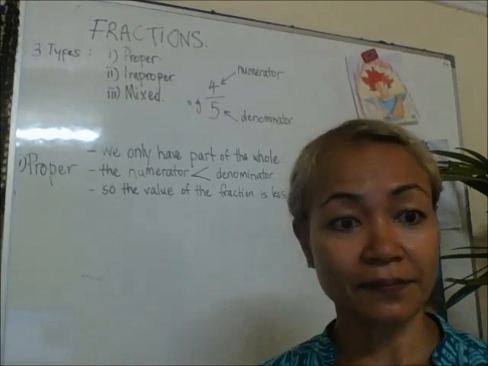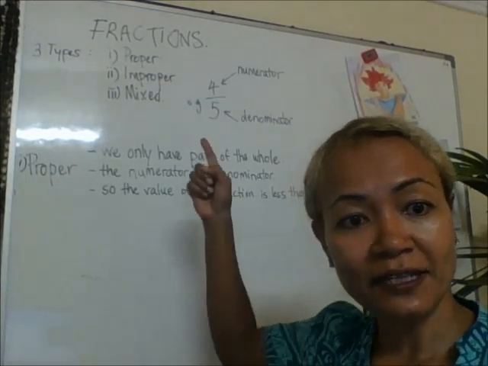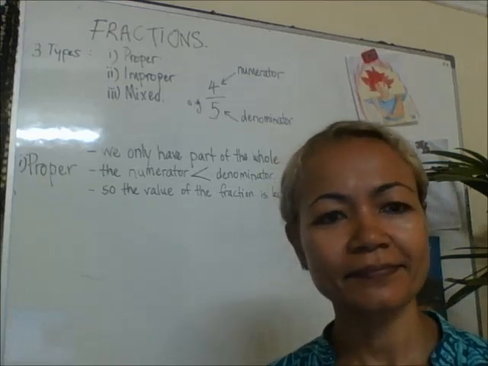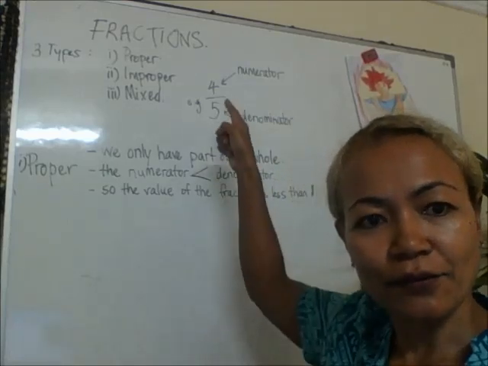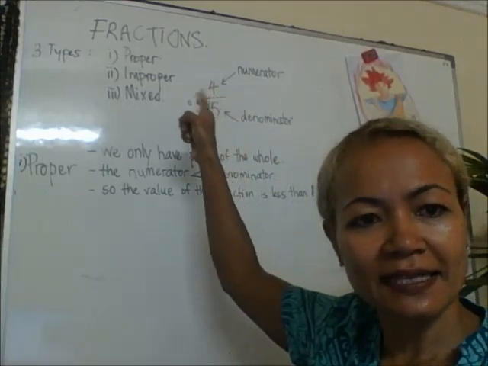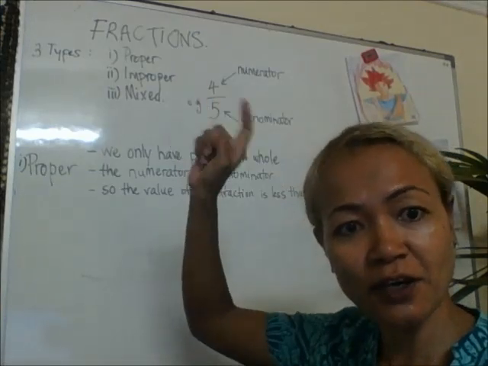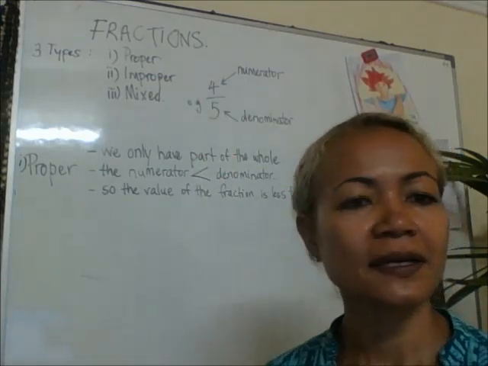For example, I've put an example up there, 4/5, right? Now, the 4 is the number on top, so that's the numerator, and the 5 is the number on the bottom, so that's the denominator. Numerator on the top, denominator on the bottom.